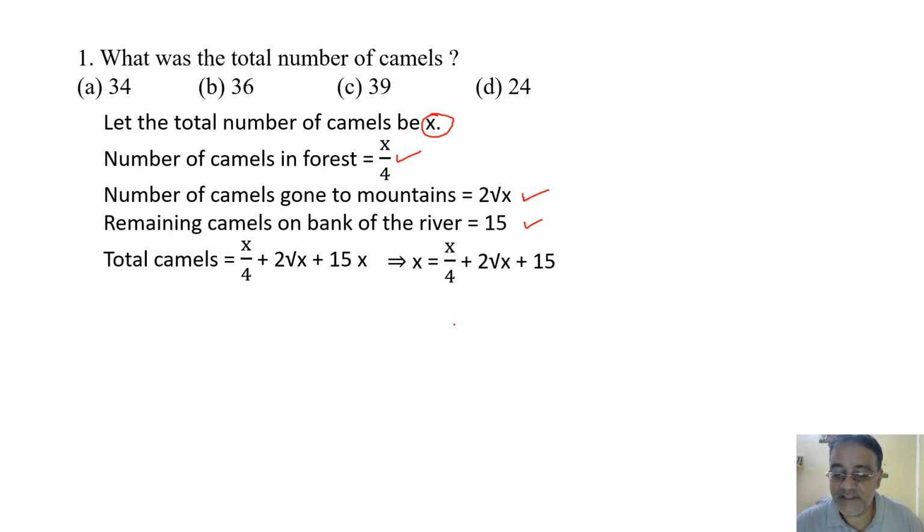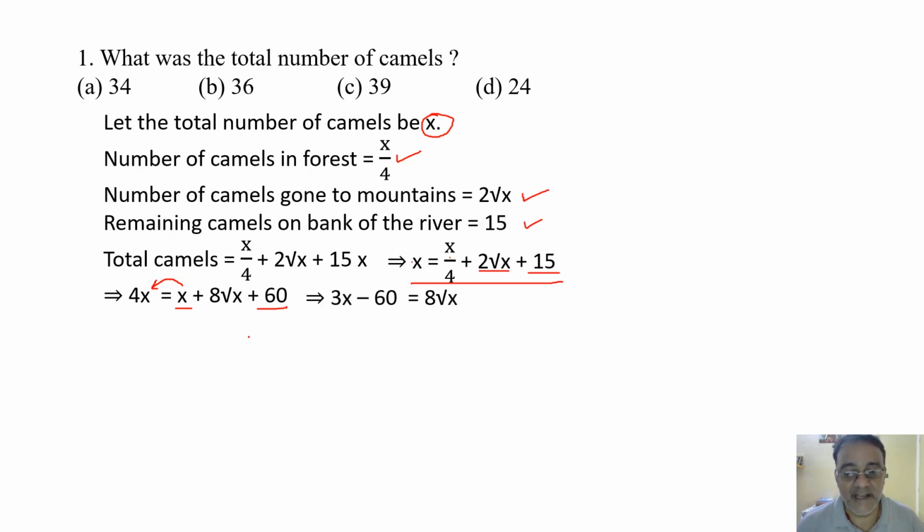Right. First we will multiply all by 4. So we are getting 4x is equals to x plus 8 root x plus 60. Right. Now what we will do, we will shift this to this side. Keeping the root on one side, this will become 3x minus 60 is equals to 8 root x. Whether this step is clear? Yes, sir.